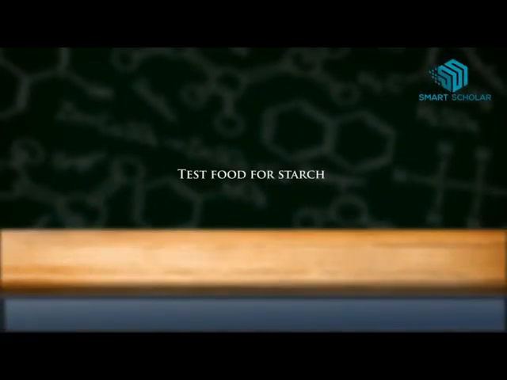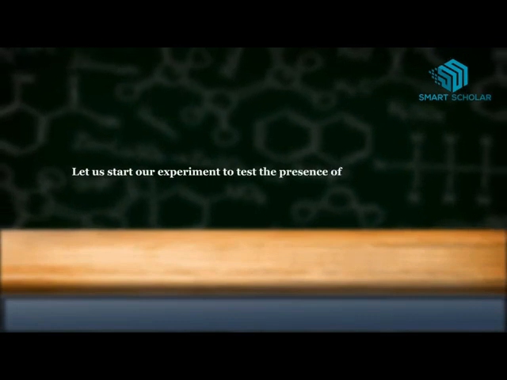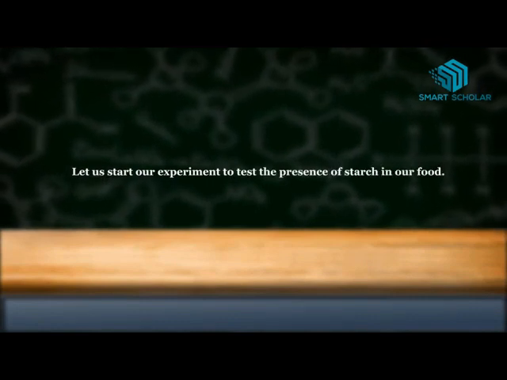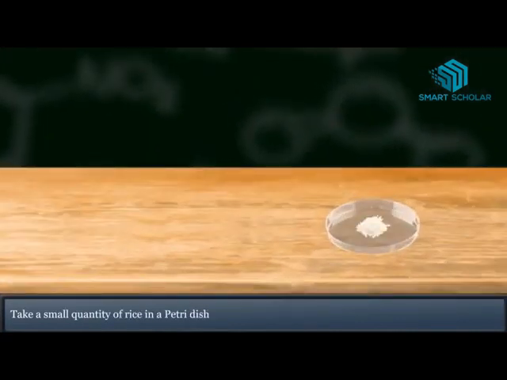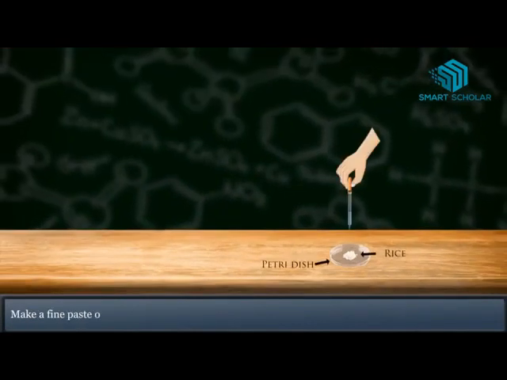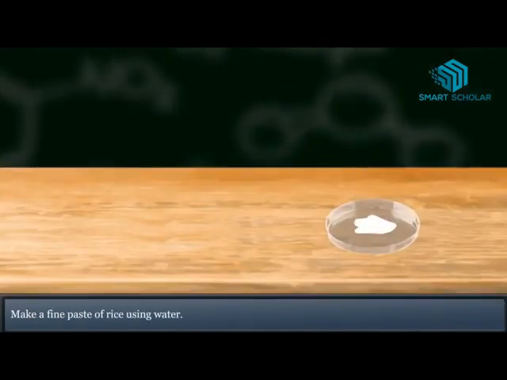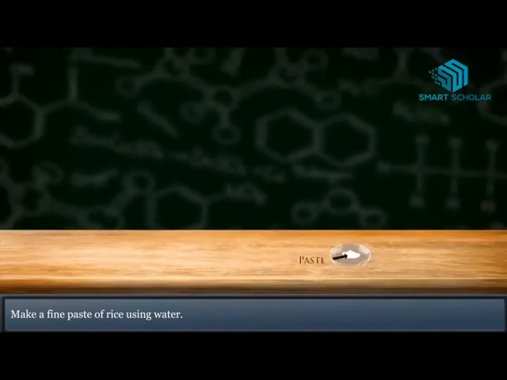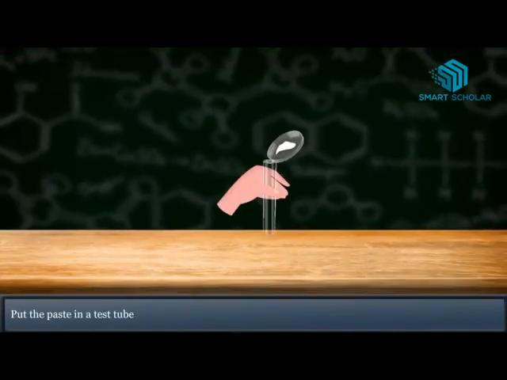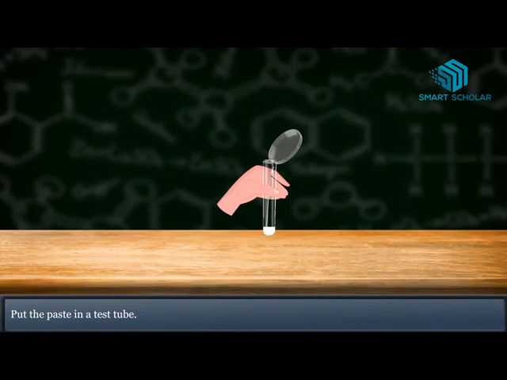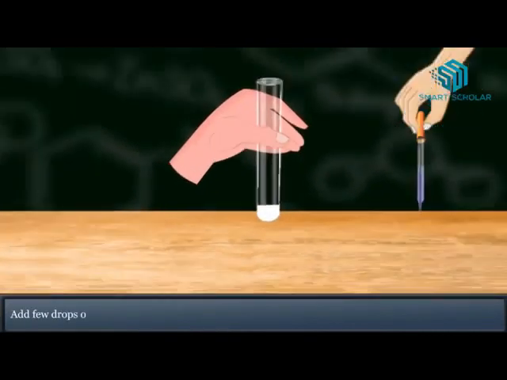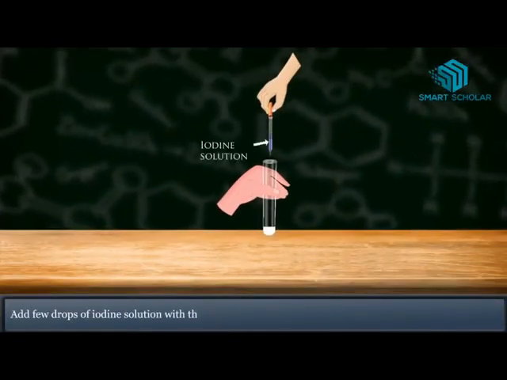Test food for starch. Let us start our experiment to test the presence of starch in food. Take a small quantity of rice in a petri dish. Make a fine paste of the rice using water. Put the paste in a test tube. Add a few drops of iodine solution with the help of a dropper.